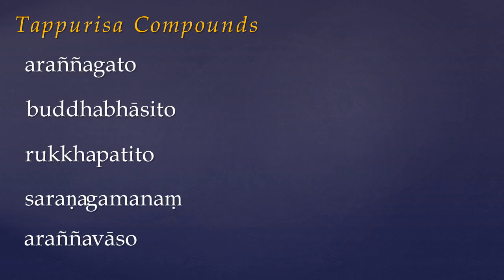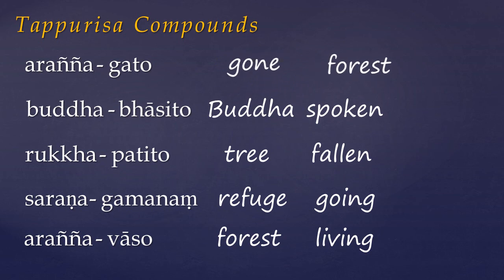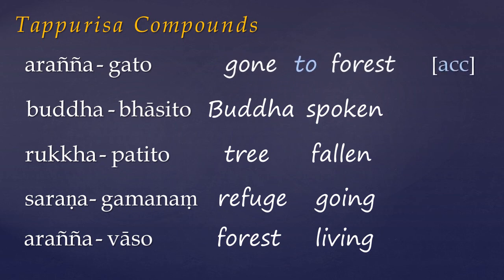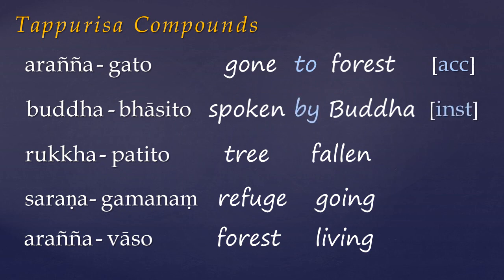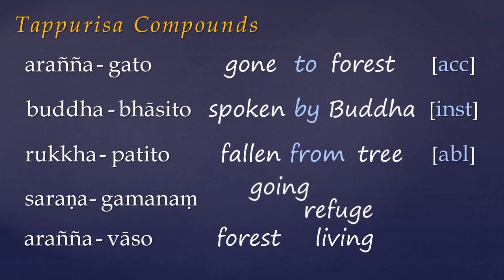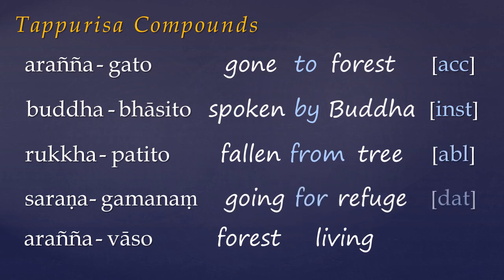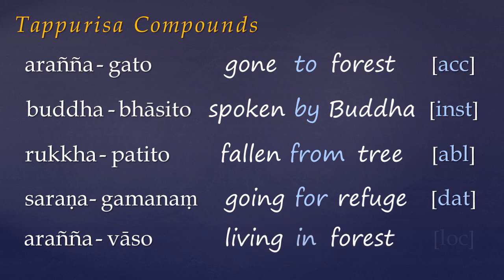But it's when the final member is a participle that the other case relations are most often found. So, forest gone means gone to the forest, and Buddha spoken is spoken by the Buddha. Tree fallen, fallen from trees, and refuge going is going for refuge. Forest living, living in the forest.